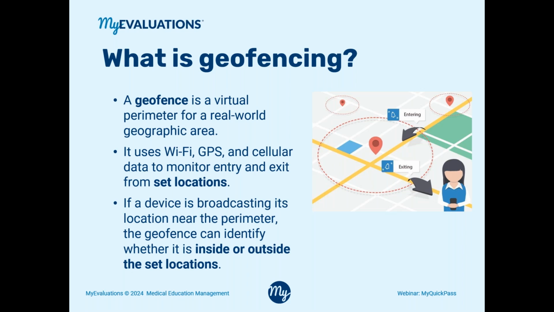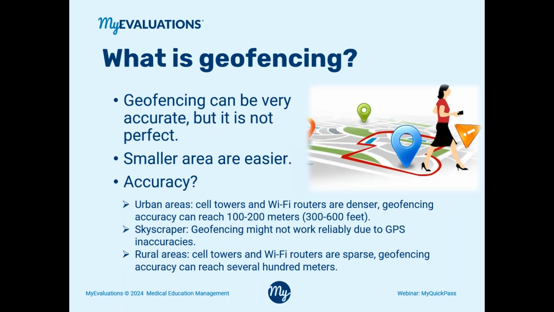Any person that has a device with the My Evaluations app on it, whenever they get near the perimeter of that location, the geofence system will know when they are inside that geofence location or outside it. That's what geofencing is. And the entire benefit of geofencing is being able to not only automate the entire process of entry and exit of geofence locations, but it gives you much more accurate information in terms of how much time a trainee stays at a particular location.